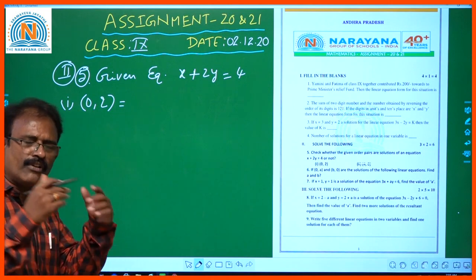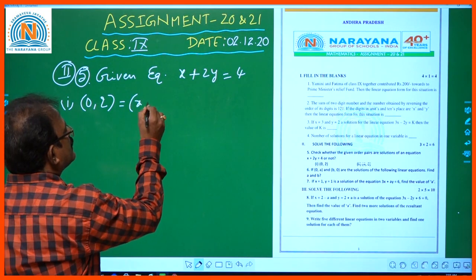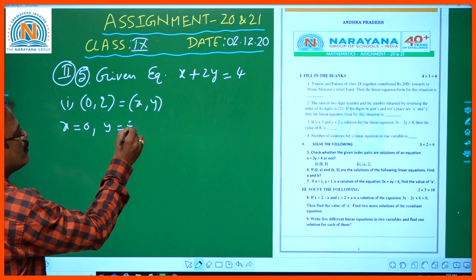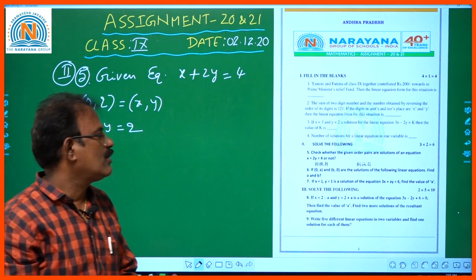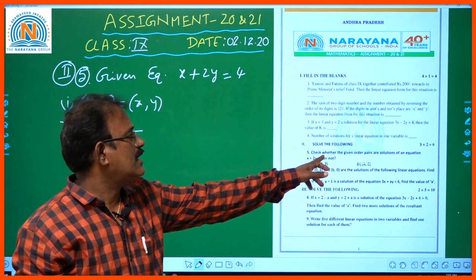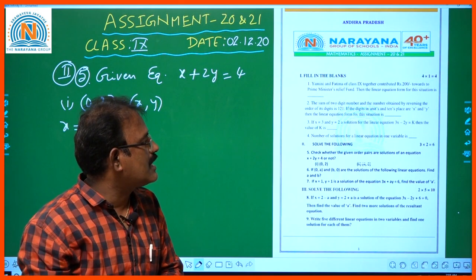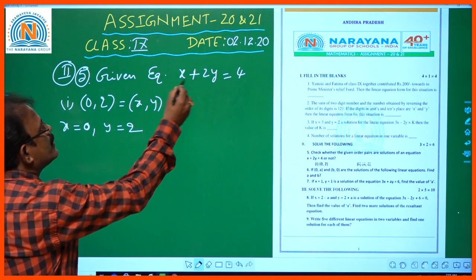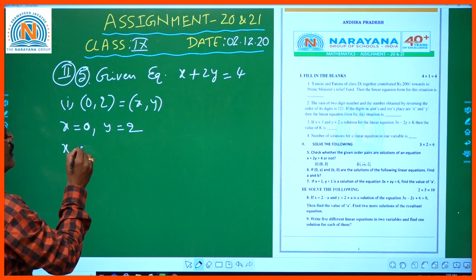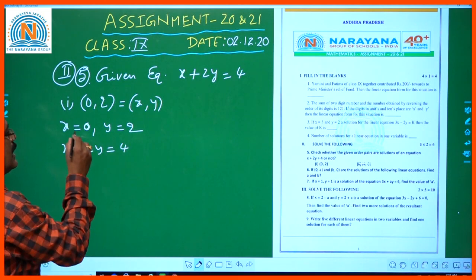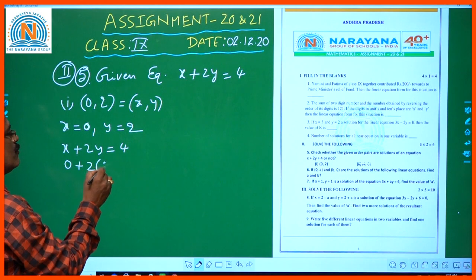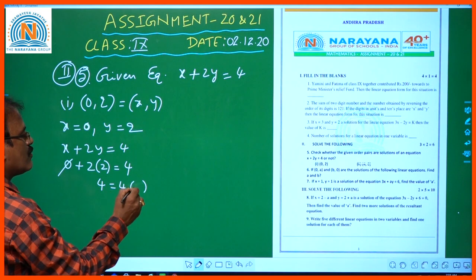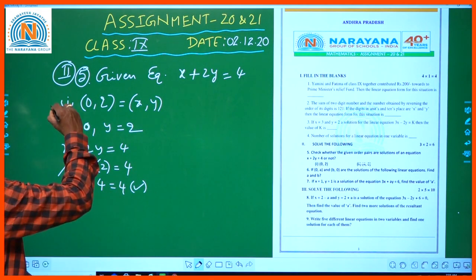Every time, every ordered pair, let us compare with x and y. On equating these, x is equal to 0 and y is equal to 2. So check whether the given ordered pairs are solutions of the equation or not. Substitute x is equal to 0 and y is equal to 2 in the equation. So 4 is equal to 4. If LHS is equal to RHS, I say yes, it is one of the solutions.